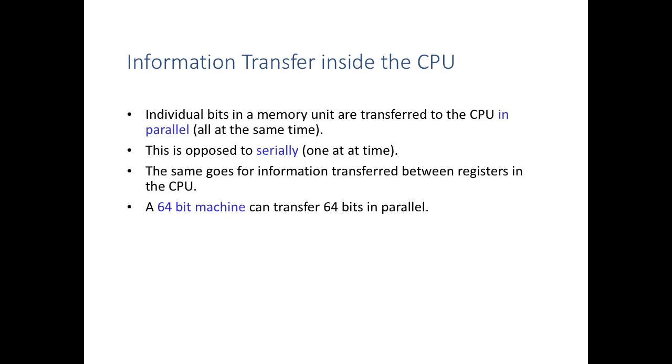Information transfer inside the CPU is typically done in parallel. We want to be able to maximize the average throughput of data transfers, and so if you have a 64-bit machine, you'd like to be able to transfer 64 bits in parallel on a data bus that has 64 bits in it.